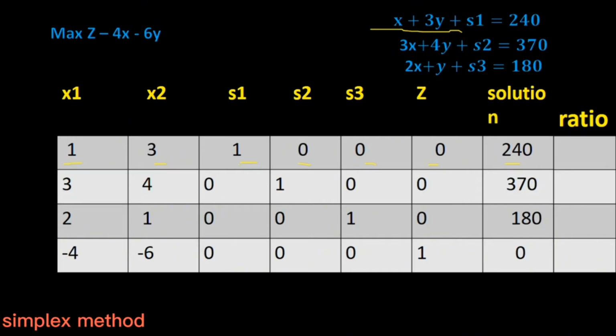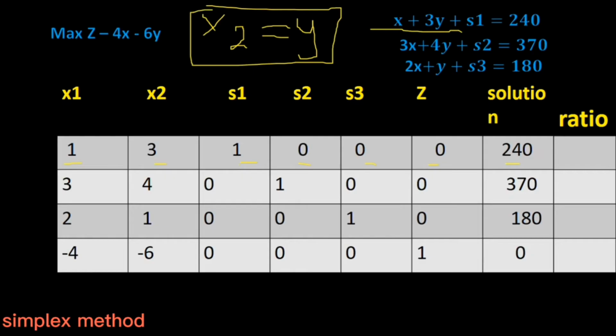You asked me why there is s2 here. While drawing, we just ignore this. That was an error. You just consider x2 to be equal to y. Where you see x2, you know that is equal to y. Your substitution, if you have 3, 4, plus 0, there is s2, that is 1, 0, 0, 0, and 370.